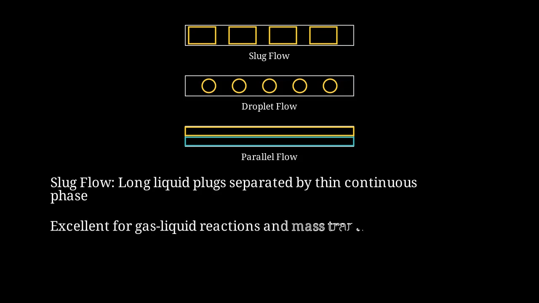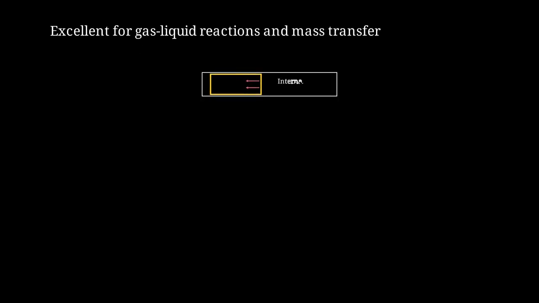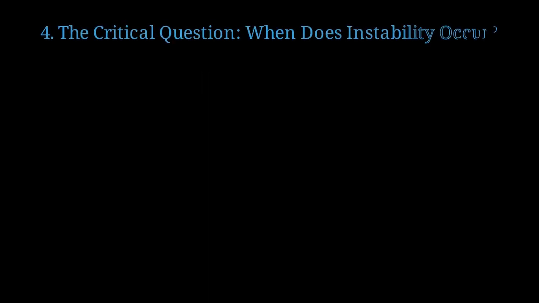Slug flow is excellent for gas-liquid reactions because it creates large interfacial area and internal circulation patterns that enhance mass transfer. Inside each slug, we get beautiful internal circulation patterns that continuously refresh the interface and dramatically improve mixing and reaction rates. Now we address the fundamental question: when does a smooth coflow become unstable and break into droplets?